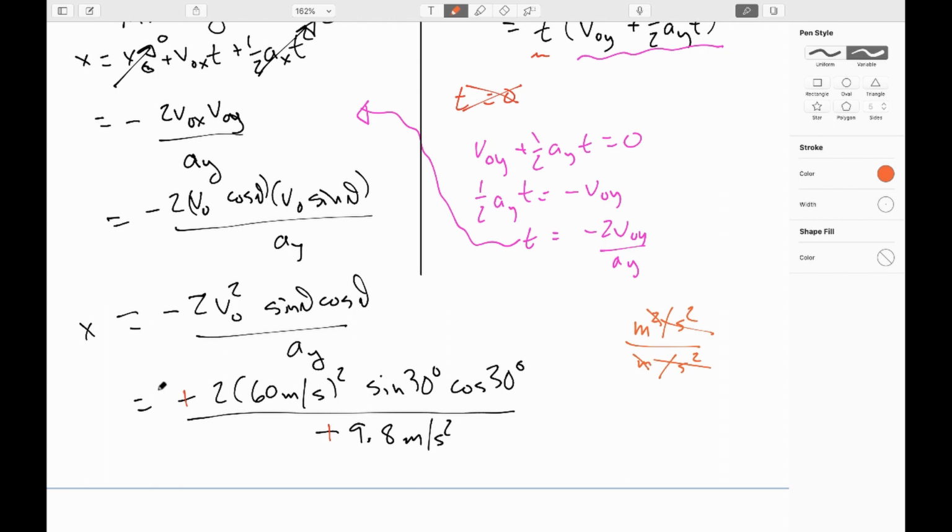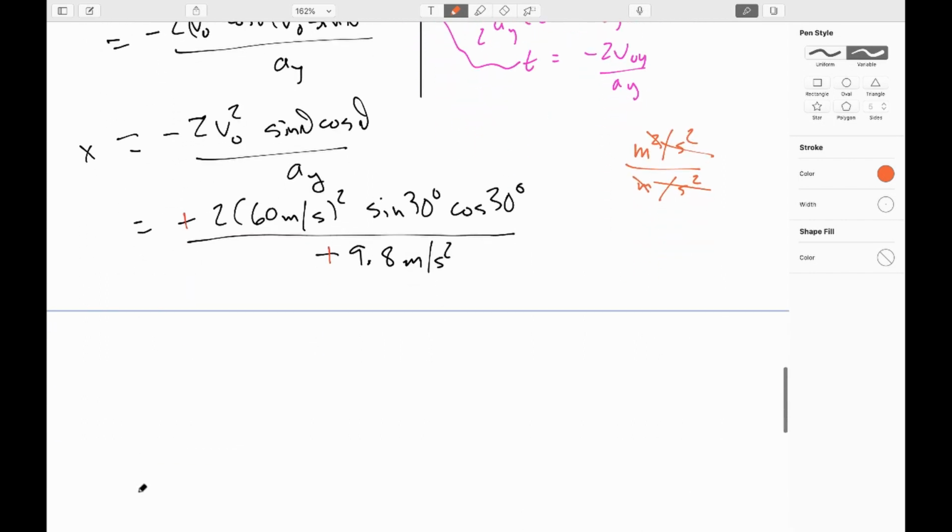So now that tells me I can go ahead and do the calculator work. When I punch the numbers through on my calculator, I will get that my final position, so how far the arrow flew, is 318 meters. And you should ask yourself, is that a reasonable distance for an arrow to fly?